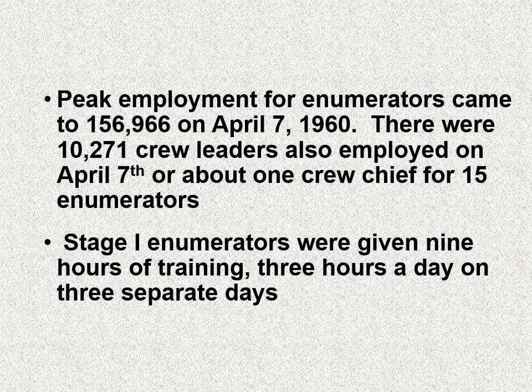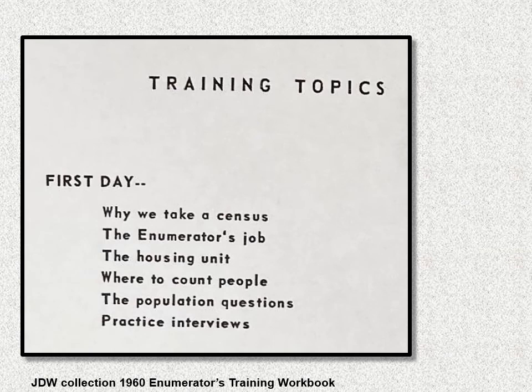Peak employment for enumerators came about 160,000 on April 7th, 1960. I'll show you why that drops out later. There were 10,000 plus crew leaders, and there was 1 crew chief for 15 enumerators. So there was quite a bit more quality control here. And there's your stage 1 enumerators, 3 days of training. And I'll show you what happened on those days.